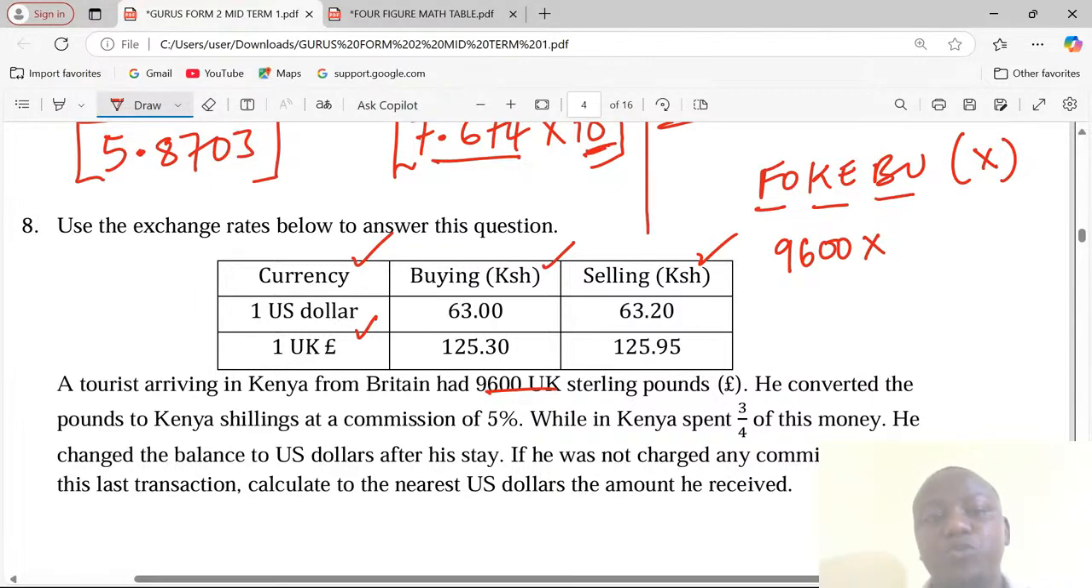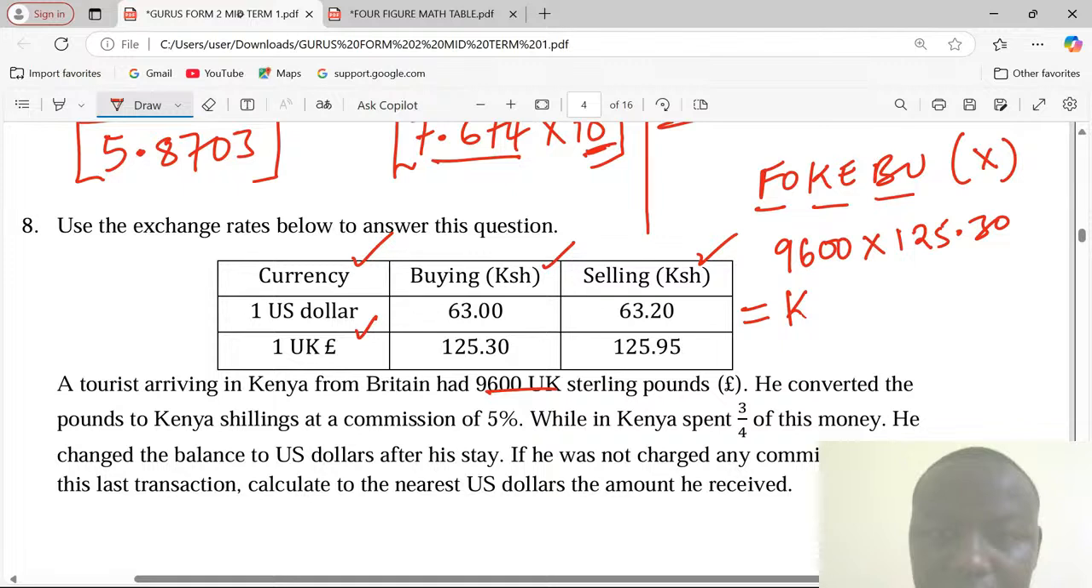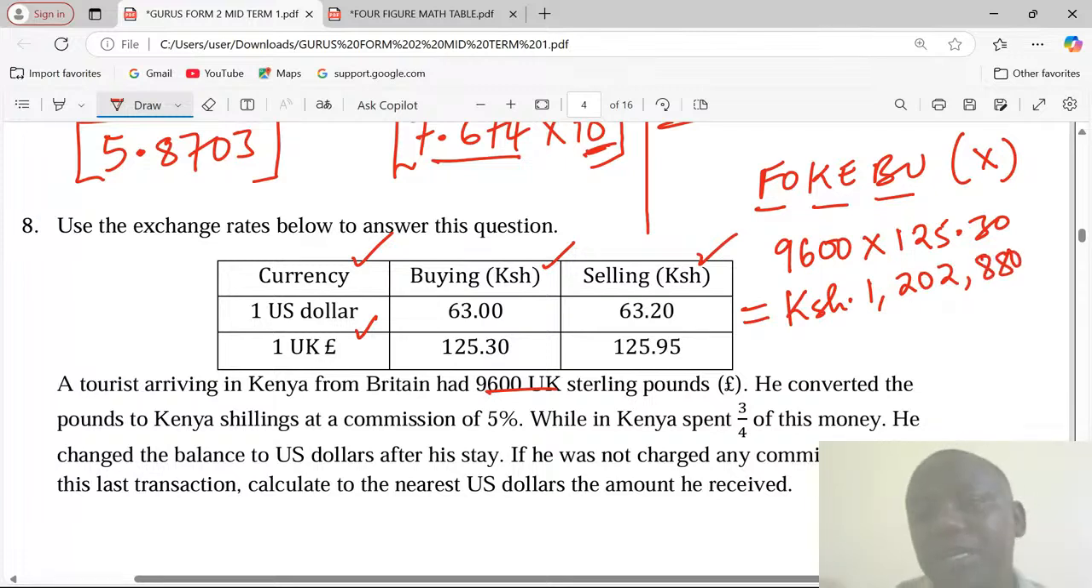So the amount he's having is 9600 times the buying column. You know, when it comes with UK sterling pounds, the bank buys them. So it buys one at 125.30. So how much is he going to receive from the bank? Because he is selling 9,600 of them. So 9600 by 125.3. This gives us 1,202,880.